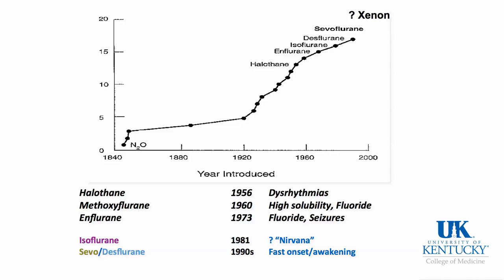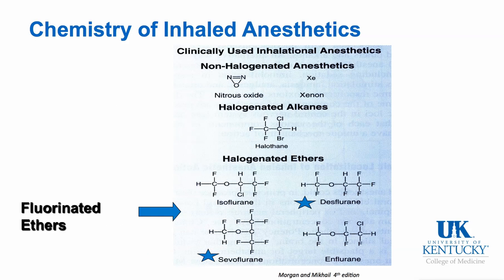And isoflurane came in the early 80s, and we thought we'd hit nirvana, but Sevo and Des came along later, showing that we have anesthetics that have a faster onset and offset than isoflurane at some costs. When we look at the chemistry of inhaled anesthetics, up at the top you can see nitrous oxide is an inorganic compound, while xenon is an inert compound, a noble gas.